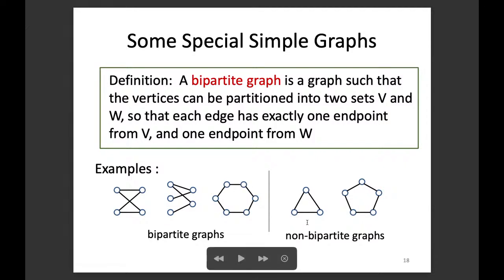Now this one is not bipartite. No matter how we divide the vertices into two groups, we will see that there must be some edge joining vertices from the same group. For instance, if we color this as black, this as white, then we don't know how to color this, right? And similarly, this is also a non-bipartite graph.